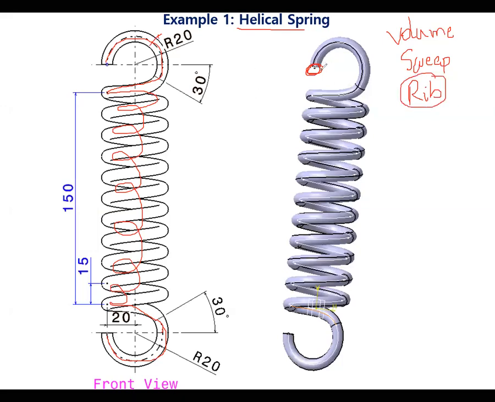Cross section means a circular cross section passing through this curve. So you can use rib in part design, or you can use volume sweep in generative shape design.